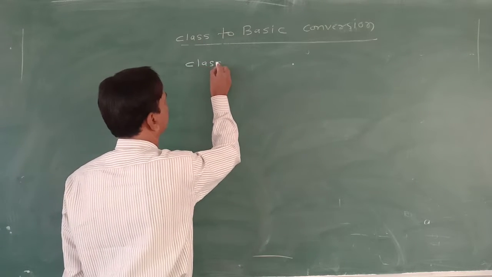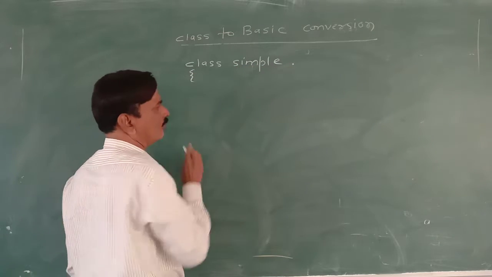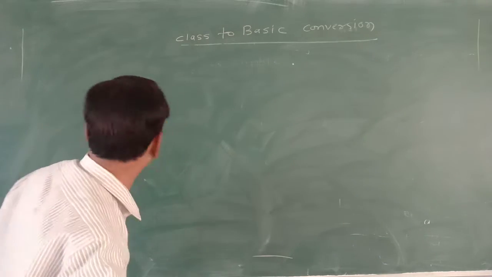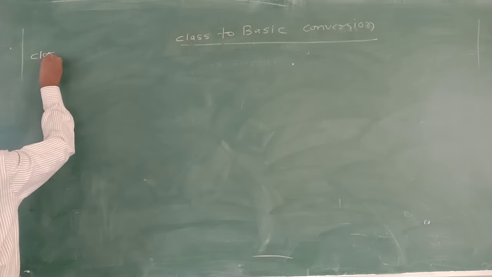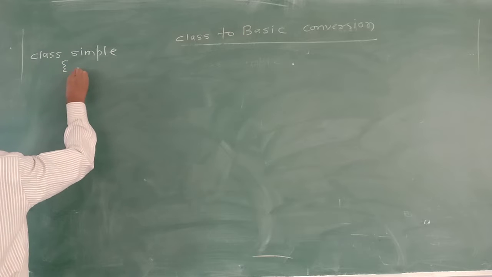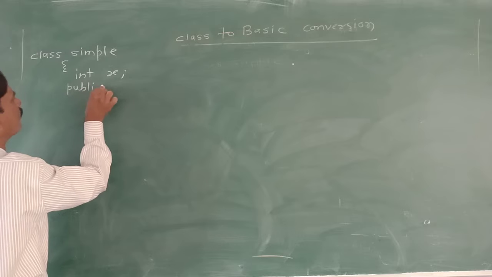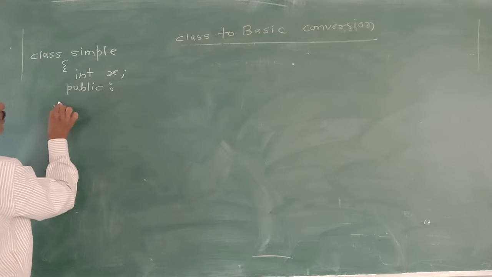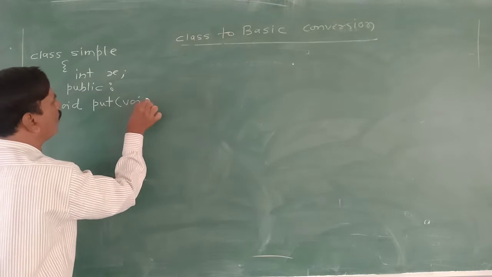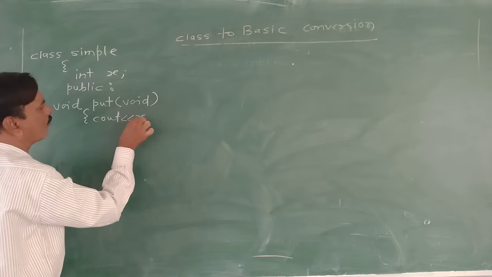Suppose there is a class simple. Class simple, here integer x is there, and inside the public section there is a function void put, which does cout x.